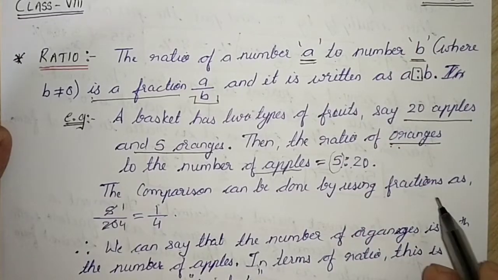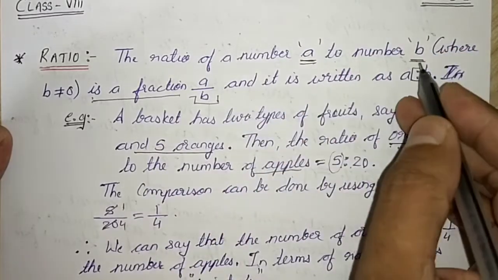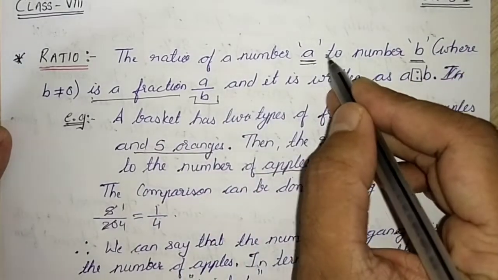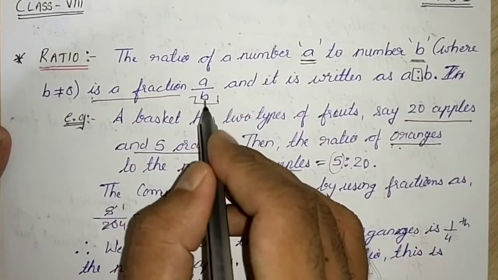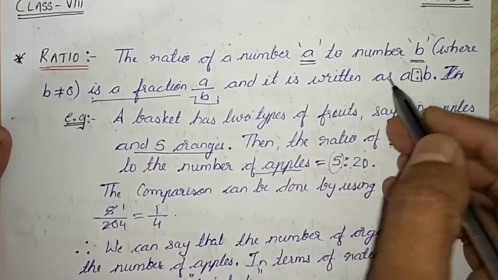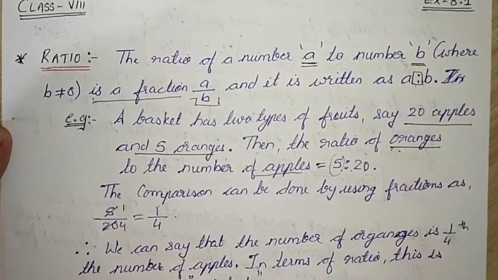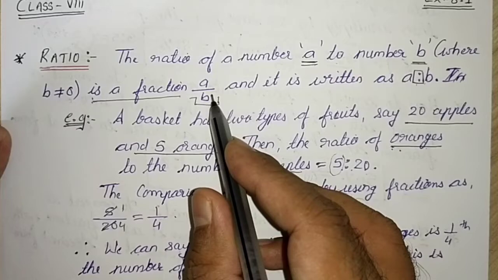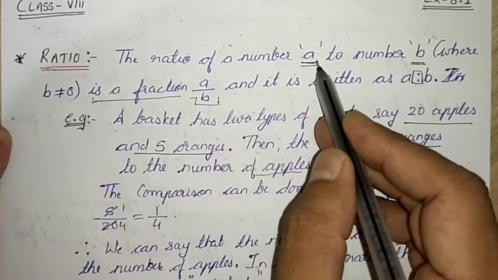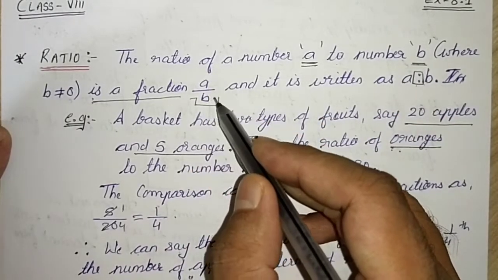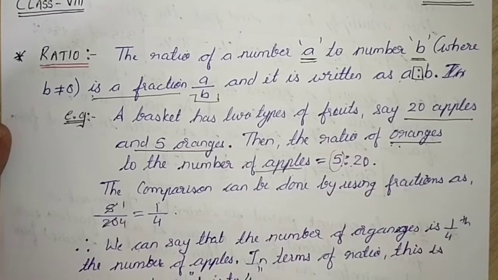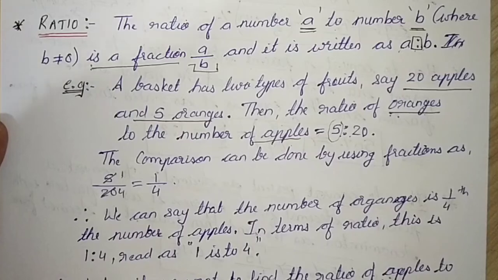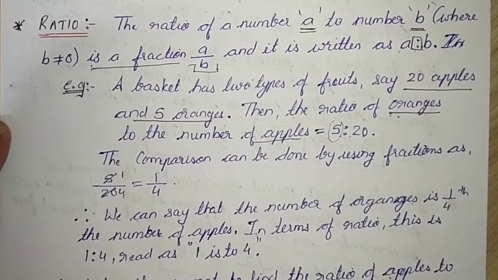Let me explain to you. The ratio of the number A to the number B can be written in the fraction form A by B, which can be read as A is to B. We can't write it like this, which is nothing but a fraction only. A to B is A divided by B, but it is written as A is to B. If you have not understood, you will understand by the example. Let us take one example.